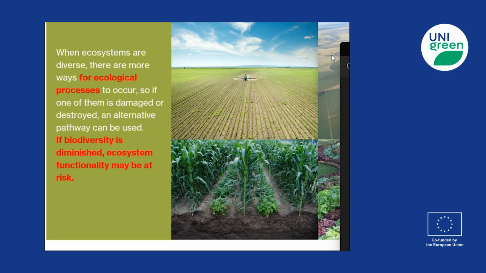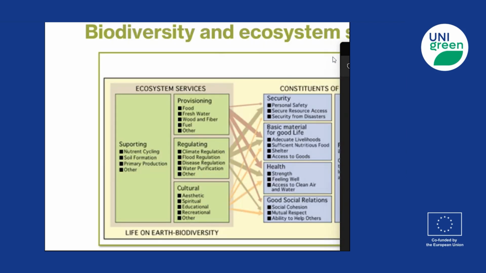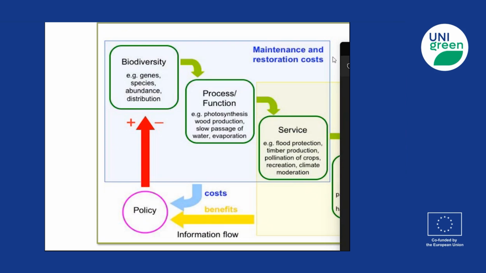This is different from more diversified farming systems, of which I'm going to present examples. They have a lot of ecological interactions, so processes like biological control and nutrient cycling allow the functionality of the ecosystem, of the agroecosystem. Here you can see the genes, the species, the abundance, and the distribution are the ones that, through interaction, provide all these functional processes like photosynthesis, conservation of water, natural regulation, and nutrient cycling.